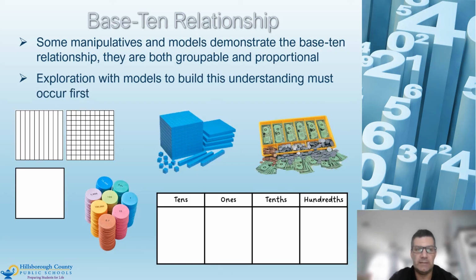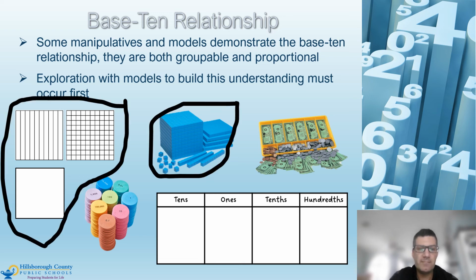So back to our models. We said some of these manipulatives, we might have heard us talking about this, right? They demonstrate that base 10 relationship, and they're also groupable and proportional. That would be any of these, our base 10 blocks and our 100 mats. They are proportional to each other. As the place value increases, we need 10 of each of those to get to that next place value. I need 10 small cubes to make a long, 10 longs to make a flat. So they are proportional and they are groupable. I can make a group of 10 and trade those in.